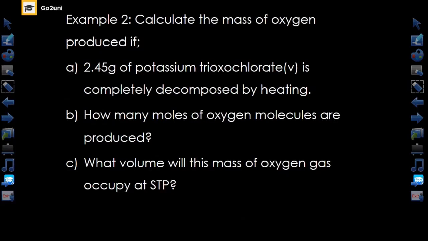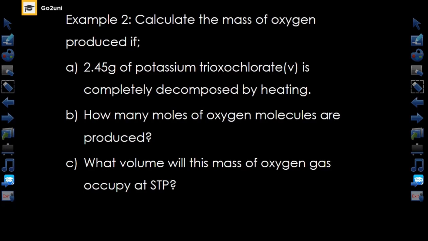So we are looking at example 2 now, and the question says, calculate the mass of oxygen produced if 2.45 grams of potassium chlorate(V) is completely decomposed by heating. The second part of the question says, how many moles of oxygen molecules are produced? And the last question says, what volume will this mass of oxygen gas occupy at STP?